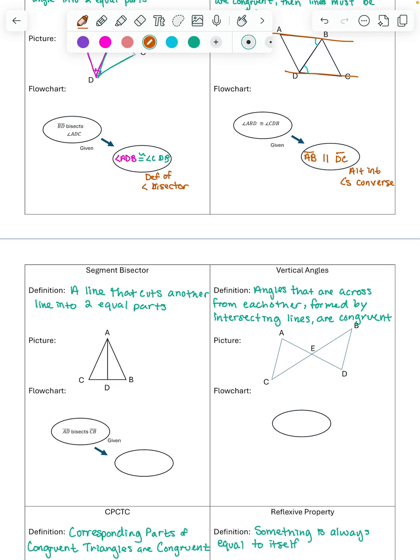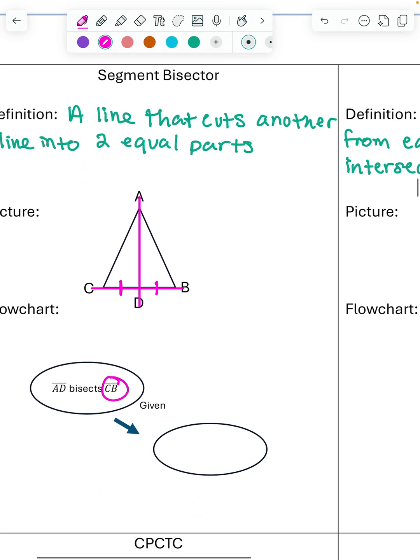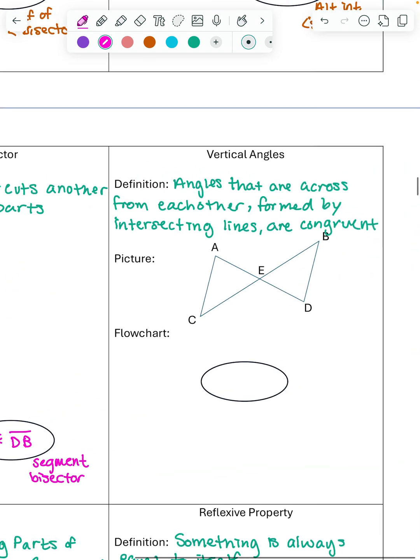Moving on to segment bisector. It is just like an angle bisector because to bisect means to cut into 2 equal parts, except instead of cutting an angle in half, we are cutting a side in half. So we have segment CB, and AB is cutting that in half. So we have 2 equal parts here. And that's exactly what we're going to say. That implies that segment CD is congruent to segment DB because it was chopped in half by AD. And our reasoning for this, we could simply write segment bisector, or definition of segment bisector.